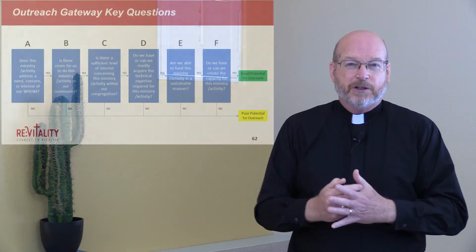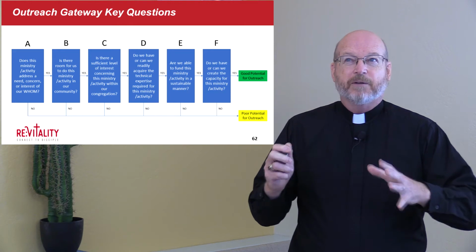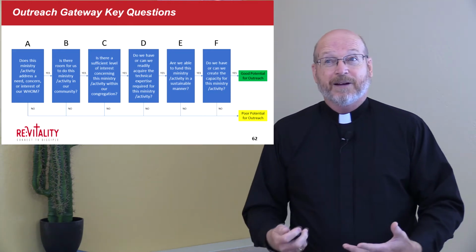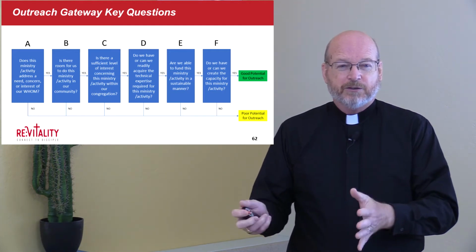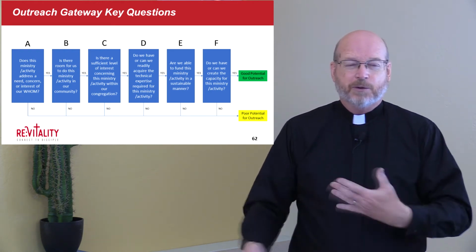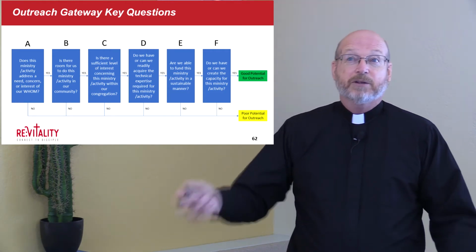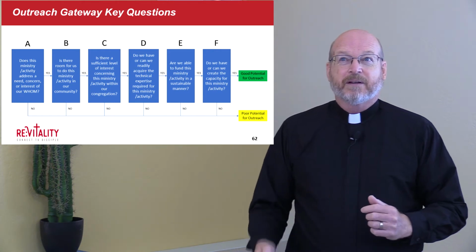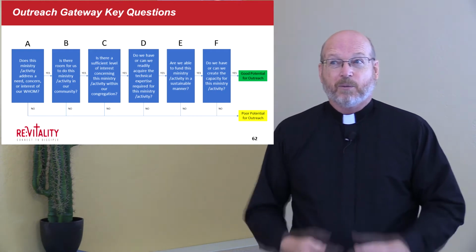So we can think of it this way. A no answer to any one of these 6 questions means that gateway is closed. But don't give up on it, because any one of those gateways could become an effective way of doing outreach. And we have to think through, well, what can we do to change a no to a yes? So these key questions are there not just to say yes or no, but in the case of a no, what could we do differently that would actually make this into a yes? These are the key questions, the 6 questions you want to ask, and we're going to walk through them one at a time.